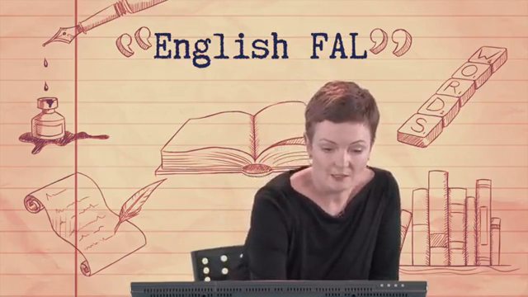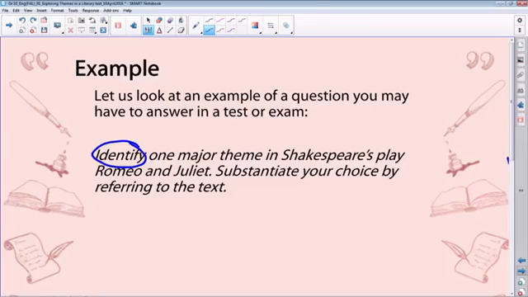Number one, I need to identify one. Not two, not four, not five, one. A major theme. So I'm going to have to think about the major theme. And obviously Romeo and Juliet is the literary text I'm looking at.